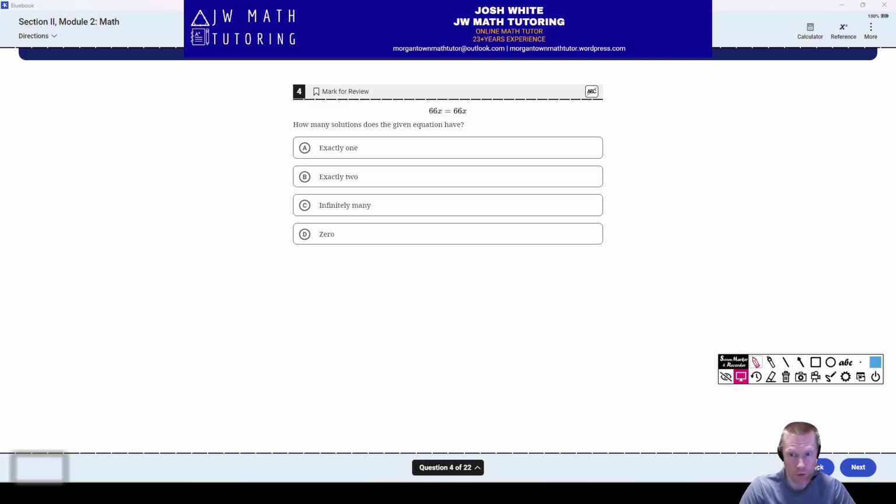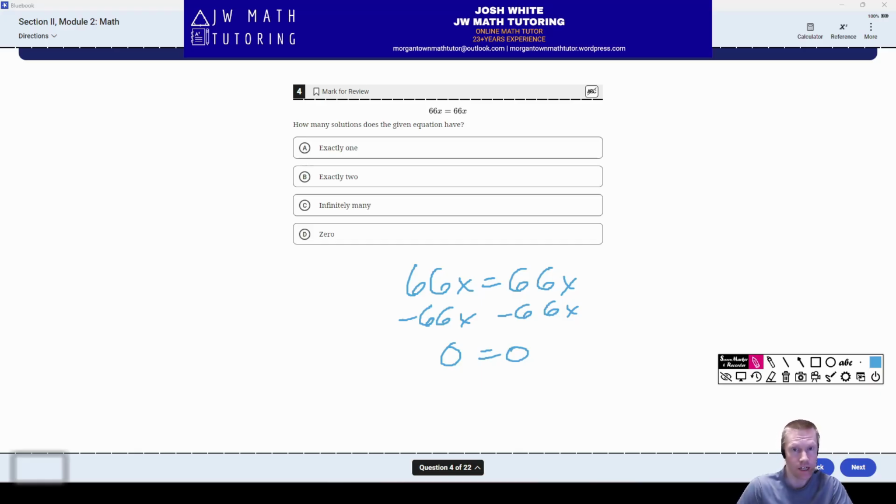Next up, question number 4. This is actually a repeat question from one of the practice tests 1 through 3, the ones that were removed. So how many solutions does this equation have? So notice if you try to solve this, like if you try to subtract 66x on both sides, you get 0 equals 0. That statement is true regardless of what x value you plug in, just like the original statement as well. You plug in any number for x, and both sides are going to be the same number, meaning that the value that you plug in for x is a solution. So the correct answer to this is C, infinitely many solutions.